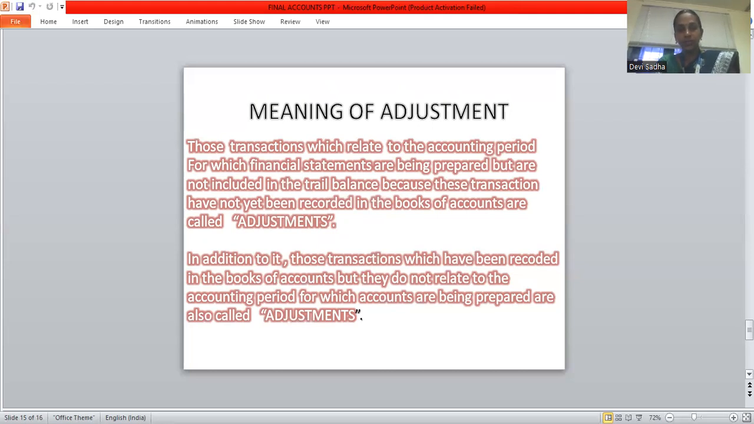Then the meaning of adjustment. Those transactions which relate to the accounting period for which final statements are being prepared, but are not included in the trial balance because the transactions have not been recorded in the books of accounts, are called adjustments.